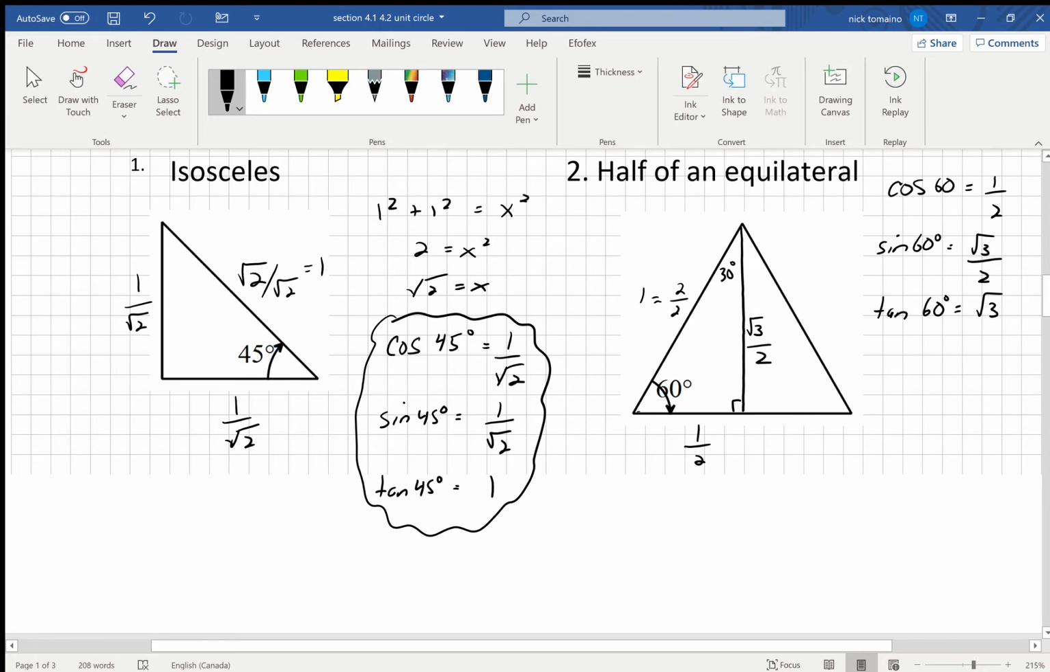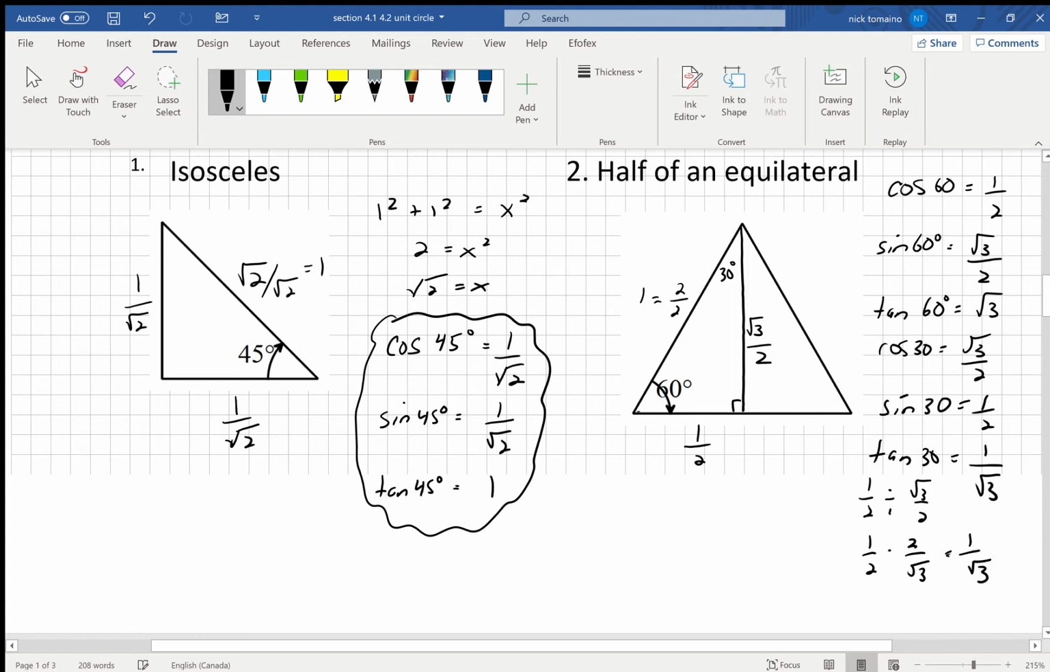And now we're going to go to the top angle, which is the 30. So we're going to have cos of 30 is equal to adjacent over hypotenuse, which is root 3 over 2. Notice how they just switch. The sine of 30 is equal to 1 over 2. And then the tan of 30 is equal to 1/2 divided by root 3 over 2. Invert and multiply: 1/2 times 2 over root 3, and you divide out the 2's and you get 1 over root 3. So this is 1 over the square root of 3.